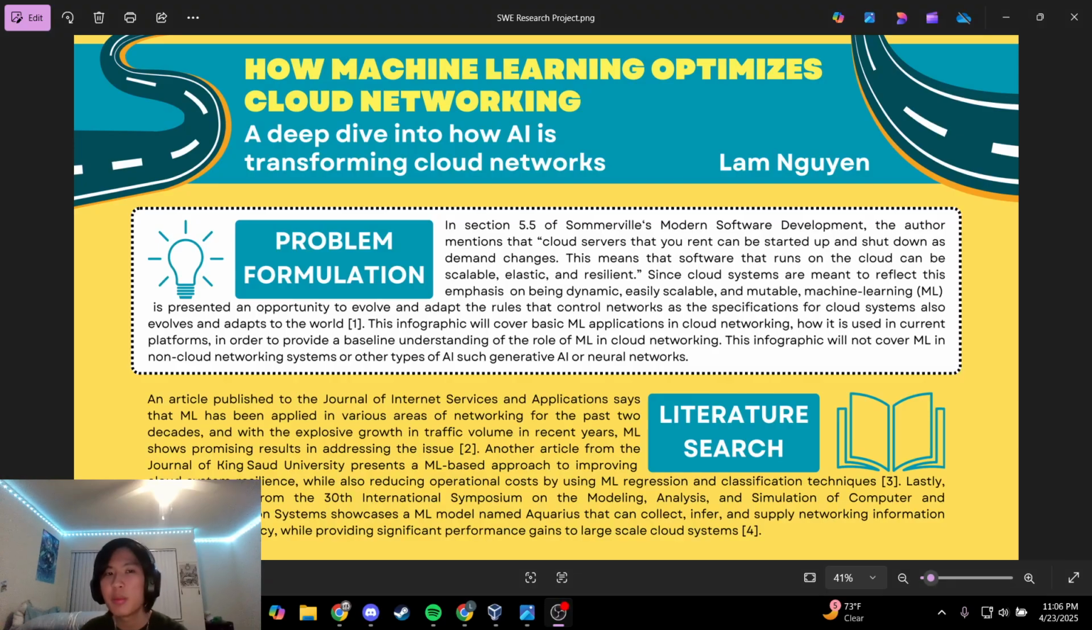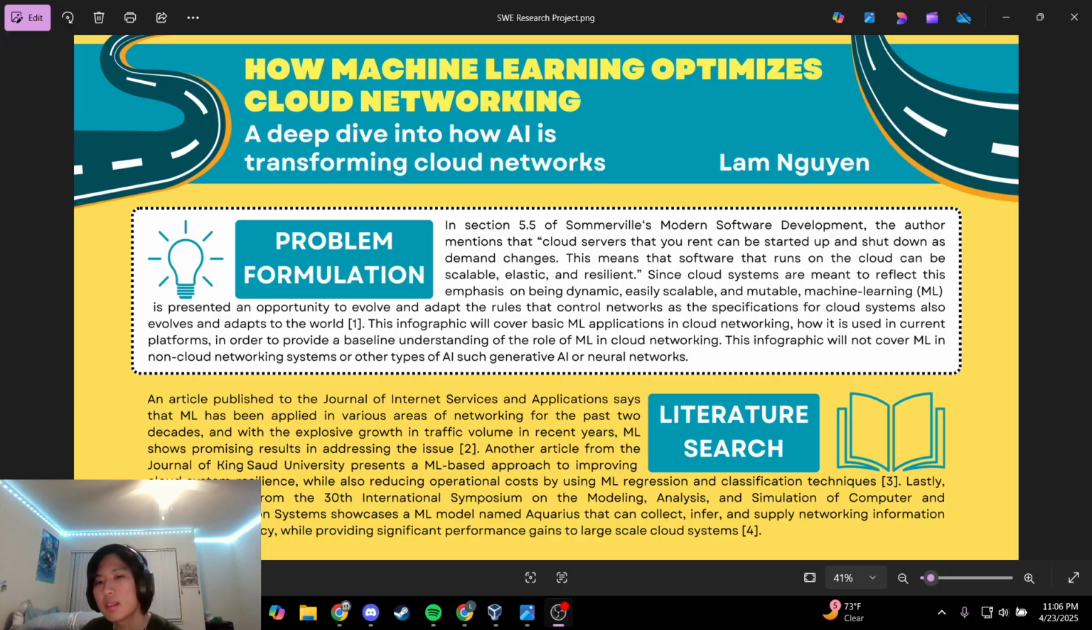Hello, my name is Nguyen, and the topic for my semester research project for Intro to Suite is how machine learning optimizes cloud networking. Now, for the project formulation, I referenced chapter 5 of the Somerville textbook, since that's the one that talks about cloud networks.